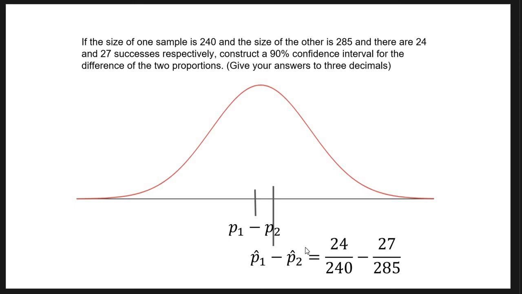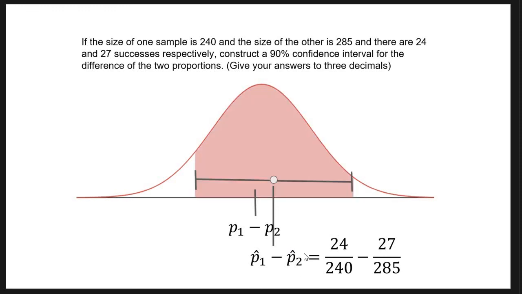So this is going to be my point estimate, P1 hat minus P2 hat. This will be my point estimate of P1 minus P2. So what I'm going to do is create a confidence interval, and that confidence interval is going to be centered at my point estimate.